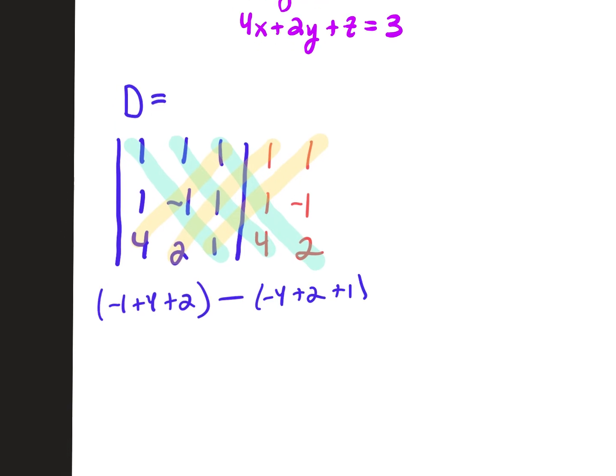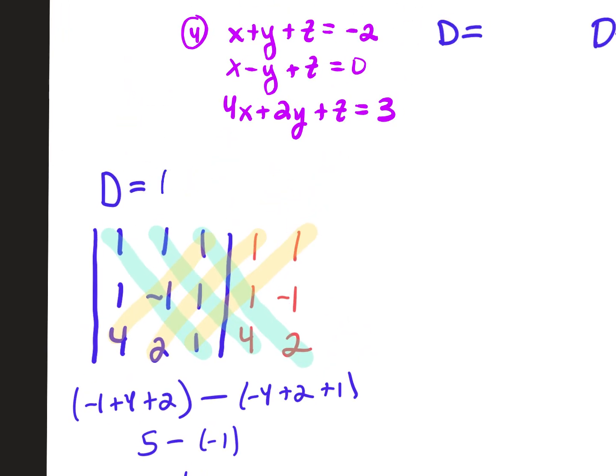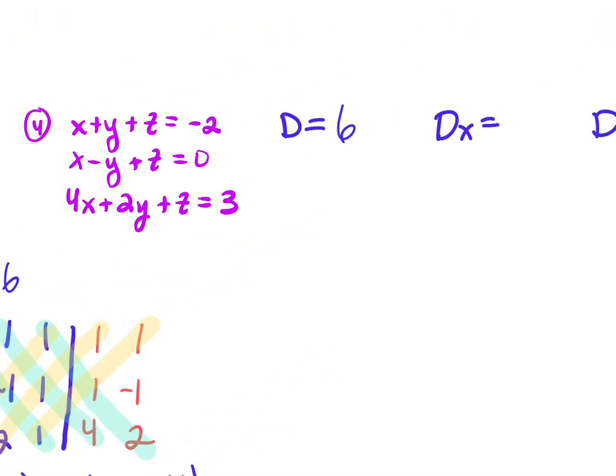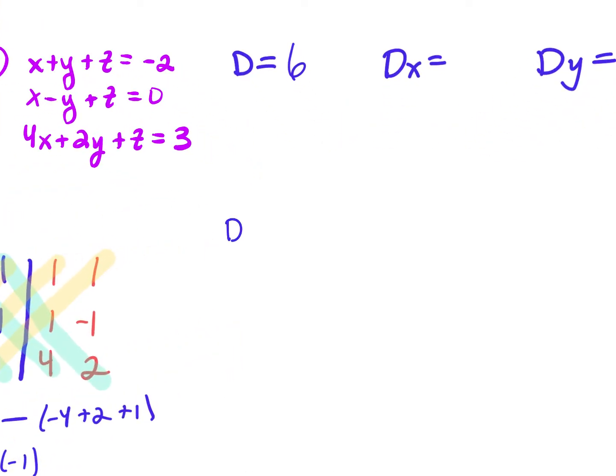So now we simplify. Do your parentheses first. Negative 1 plus 4 is 3, plus 2 is 5. Minus negative 4 plus 2 is negative 2 plus 1 is negative 1. What's 5 minus a negative 1? 6. So my determinant value is 6. So right up here I could say, okay, D equals 6. Now I'm going to do the exact same thing 3 times, finding d sub x, d sub y, and d sub z.